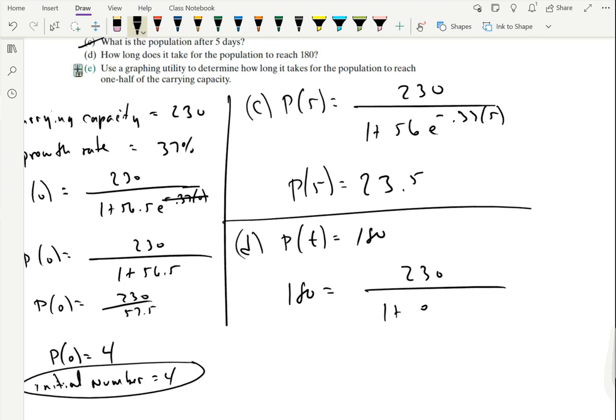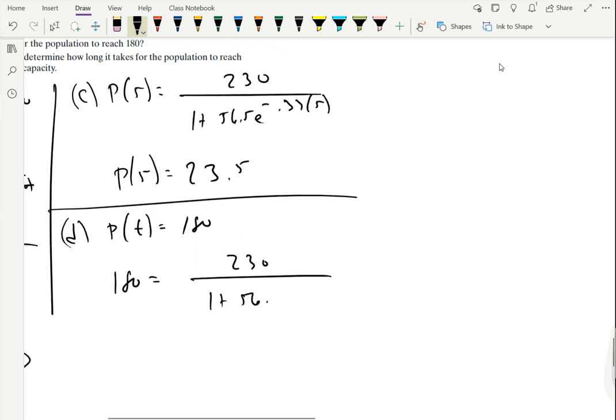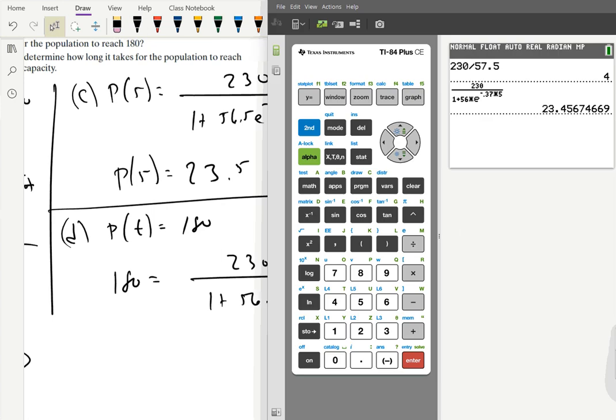1 plus 56. Was that 56.5? Did I miss? Oh, I did, didn't I? I apologize for that. This up here should have been 56.5. Let's see how much that changes our value. I apologize for that. Again, slight typographical error.